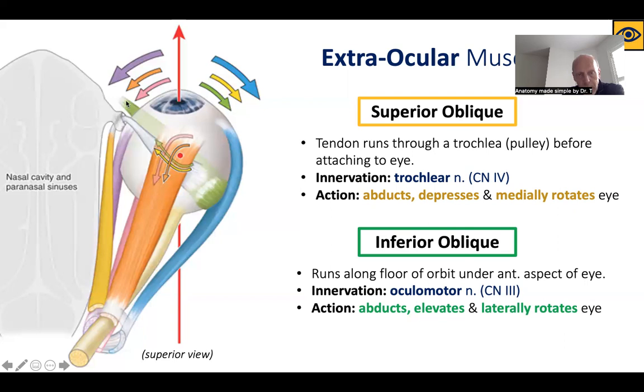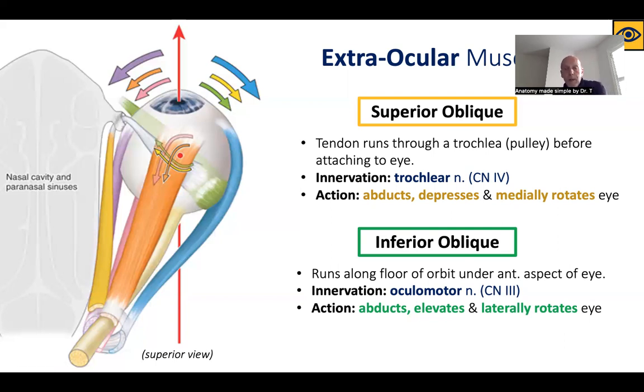In green color, we have the inferior oblique muscle. The reason you see it a bit shaded is because this muscle is found inferior to the eyeball, running along the floor of the orbit under the anterior aspect of the eye. This muscle is also innervated by the oculomotor nerve, cranial nerve number 3, and its action is similar to what we have seen for superior oblique. It also abducts the eyeball, but instead of depressing it, inferior oblique elevates. And if the superior oblique was medially rotating the eyeball, inferior oblique will do the opposite, laterally rotating the eyeball.